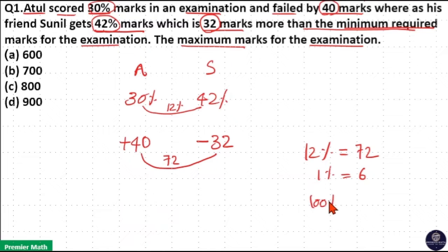Then 100% mark, that is full mark, is 6 into 100, 600. So option A is your answer.